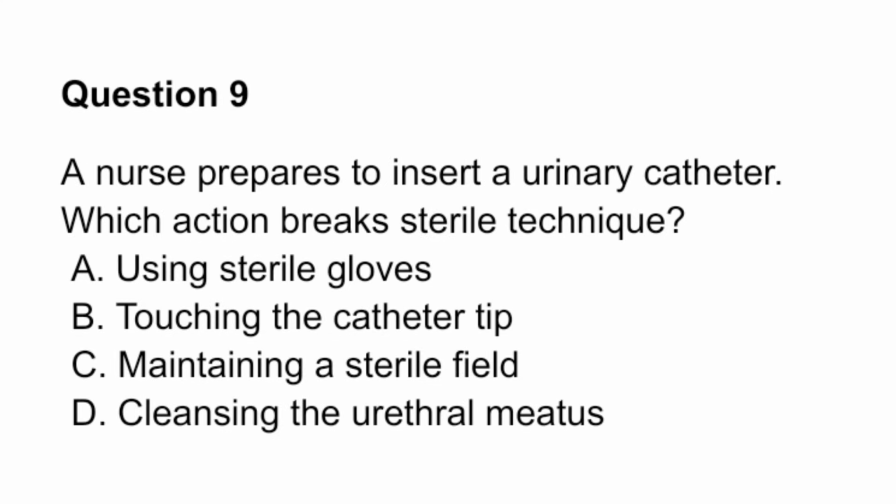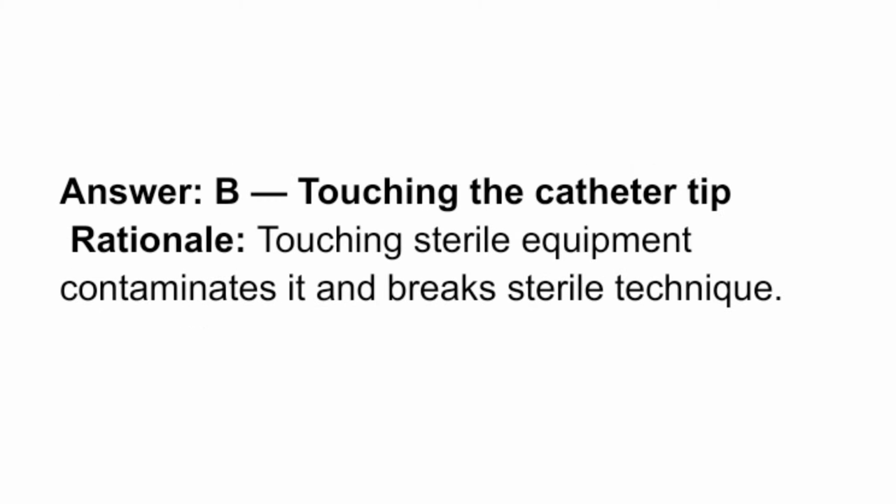Question 9. A nurse prepares to insert a urinary catheter. Which action breaks sterile technique? A. Using sterile gloves. B. Touching the catheter tip. C. Maintaining a sterile field. D. Cleansing the urethral meatus. Answer, B. Touching the catheter tip. Rationale, touching sterile equipment contaminates it and breaks sterile technique.